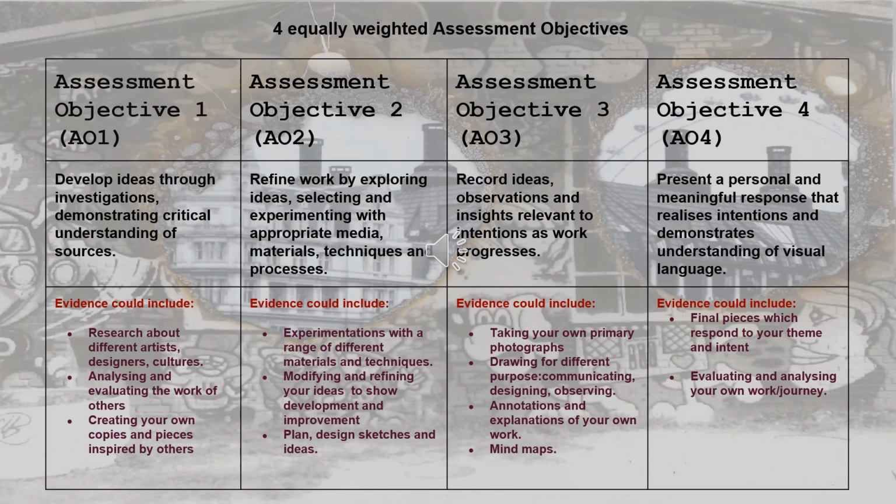GCSE photography consists of 4 assessment objectives, which are equally weighted. Assessment objective 1 is all about looking at different artists and trying to understand their work, trying to learn something from them. Assessment objective 2 is all about experimenting and developing ideas, media and techniques. Assessment objective 3 is all about taking photographs and recording your ideas. And assessment objective 4 is all about creating a final outcome, which is like a summary of your coursework, which is personal to you. You have to show evidence for all assessment objectives in your work.